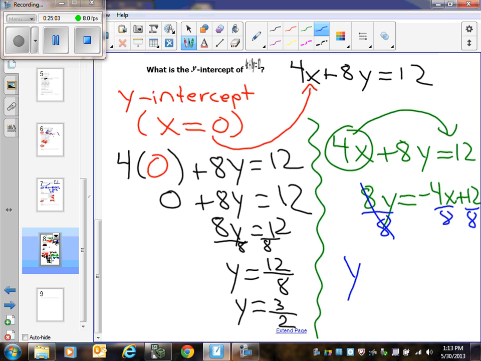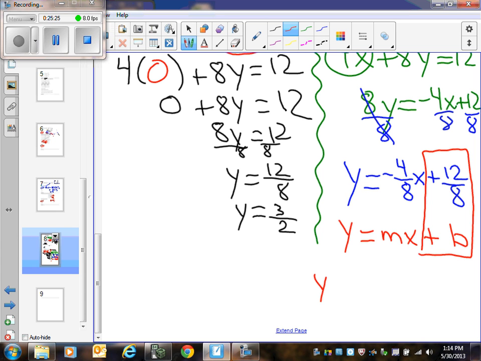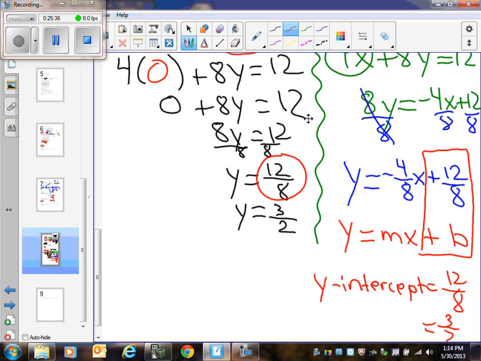Our 8's cancel. We're left with y is equal to negative 4 over 8x plus 12 over 8. Now we have our equation in slope-intercept form, and we can identify our y-intercept. y equals mx plus b. Our y-intercept is 12 over 8, which is the same thing we got over here, which of course we will reduce to 3 over 2. And that concludes our review of Unit 3 functions. Have a great day.